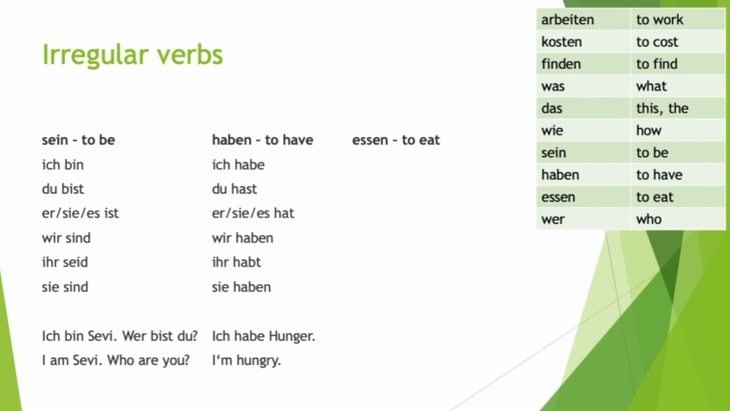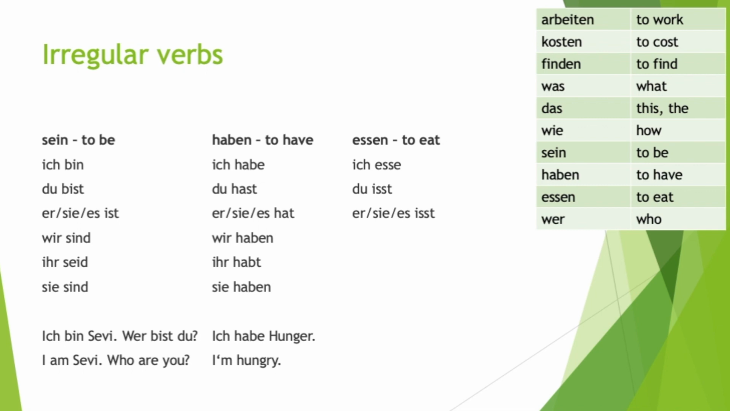Essen, to eat. If you remember the last lesson, you might remember that I told you Essen means meal because we had the word Abendessen, remember? Evening meal, which is how we say dinner. So Essen also means to eat, not only meal. Ich esse. Du isst. Sie, es isst. And as you can see, it's the same pronunciation as in to be. Sie, es isst.